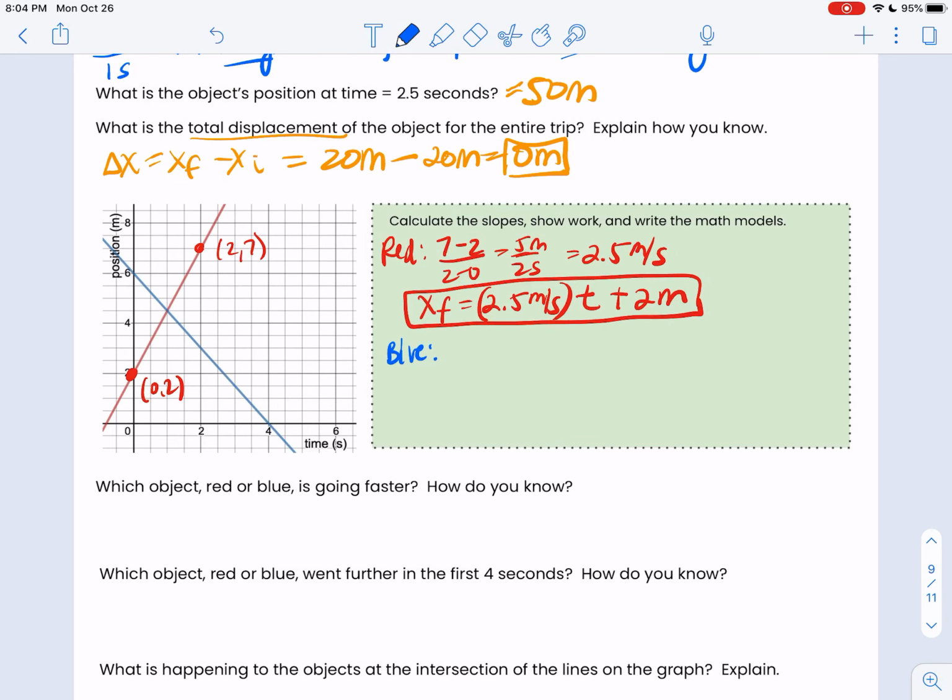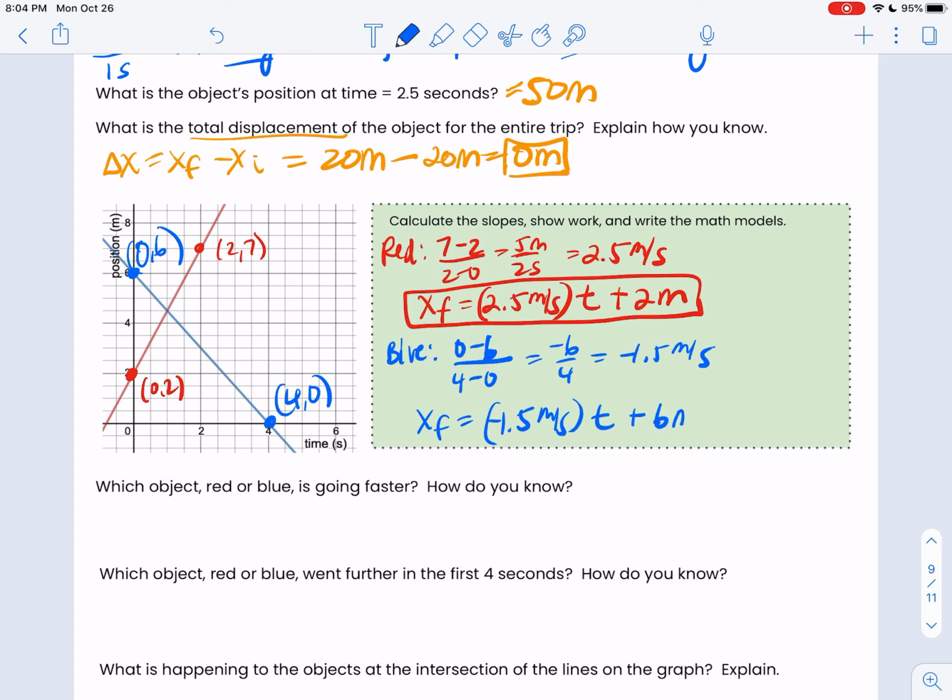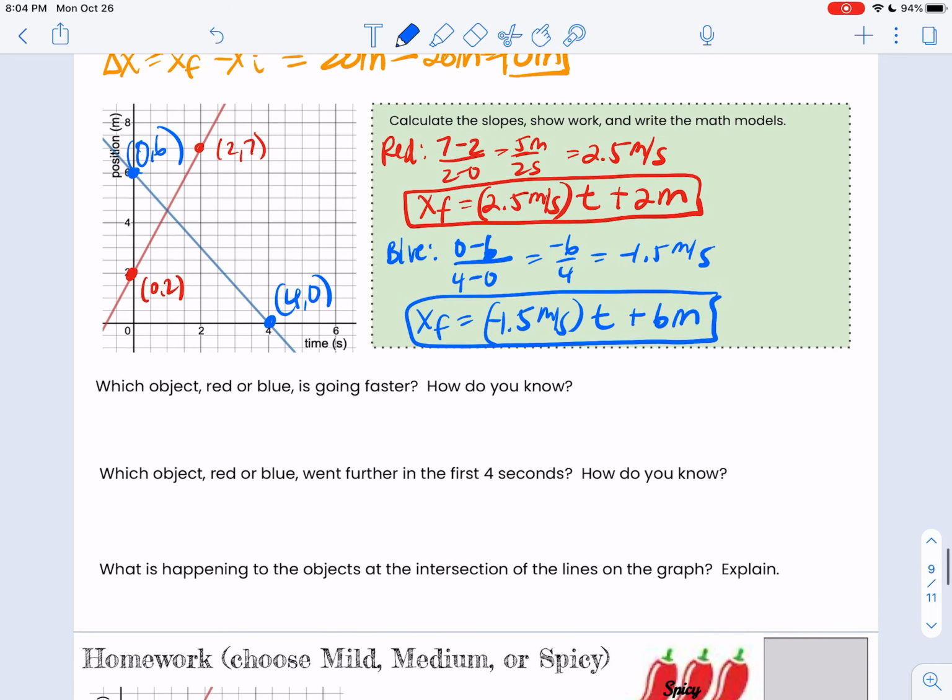And then blue, let's do 0, 6 and 4, 0. So my y's, 0 minus 6. My x's, 4 minus 0. That is negative 6/4, which is negative 1.5. So my final is going to be x final, negative 1.5 meters per second. That's the slope, times the time, plus the initial position. So check those and make sure they're right. Make sure all the units and everything is good.